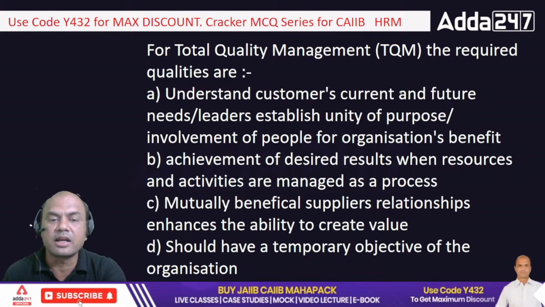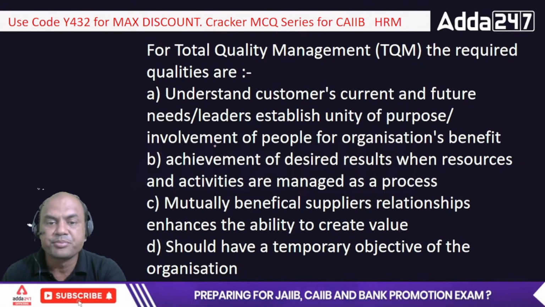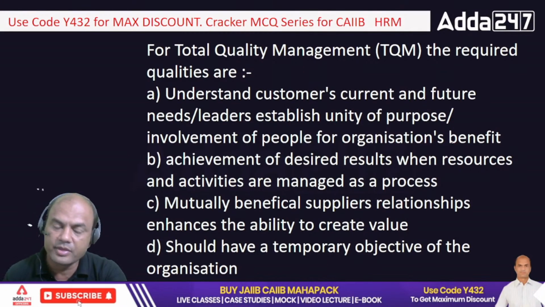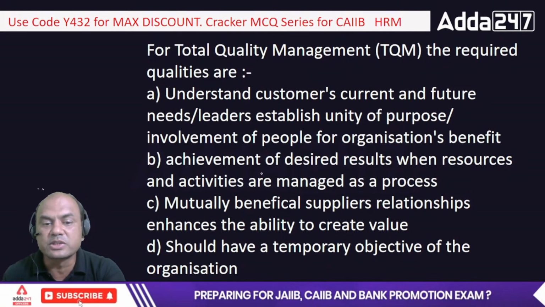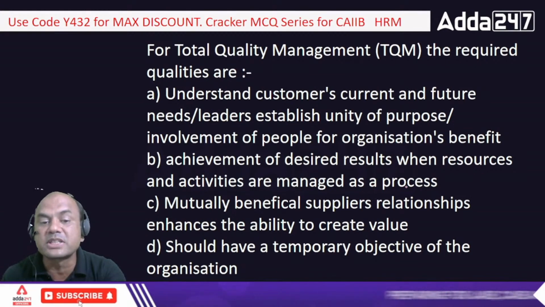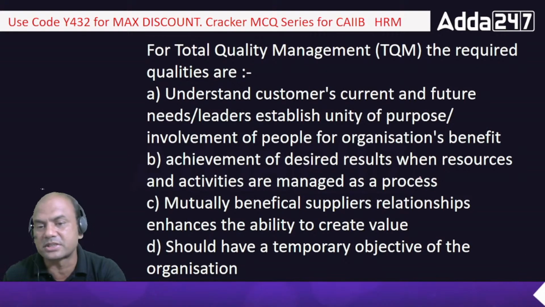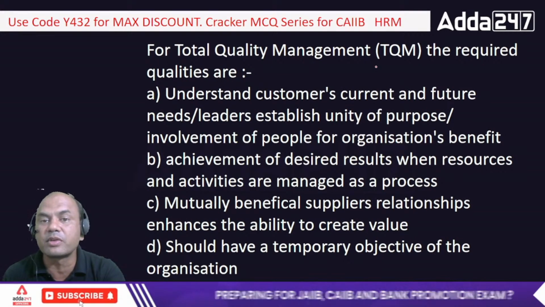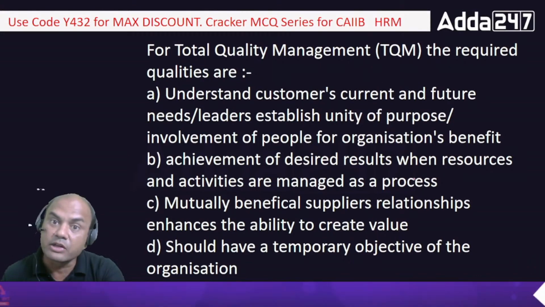Understand customers' current and future needs. Leaders establish unity of purpose. Involvement of people for organization's benefit. That is number A. Number B: achievement of desired results when resources and activities are managed as a process. Means resources are managed as a process. What are the resources for any TQM? See here, human being is one of the resources. So do you consider human being as a process? That's what you have to think.